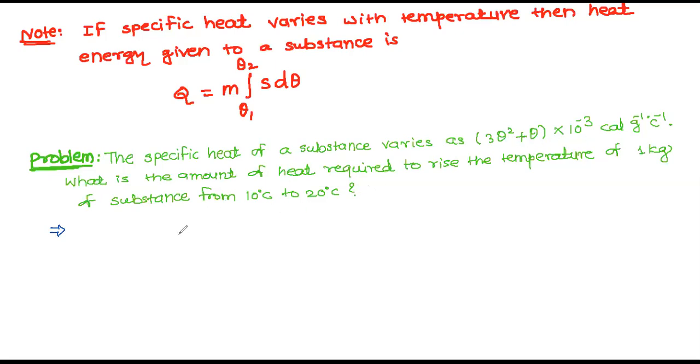We can say this is S, right? So this is your S. S is equal to 3 theta square plus theta into 10 to the power minus 3, and this is in calorie gram inverse Celsius inverse, right? Next one, m they have given, m is 1 kg.